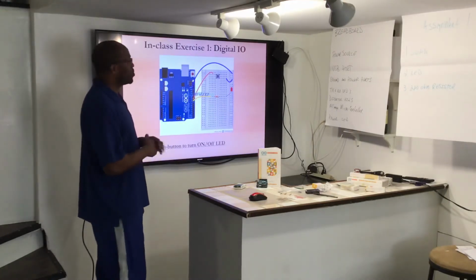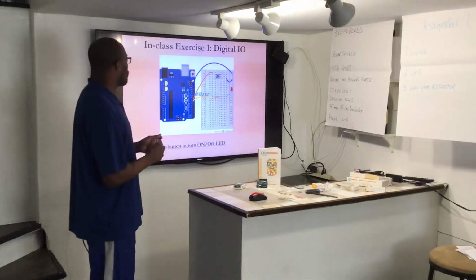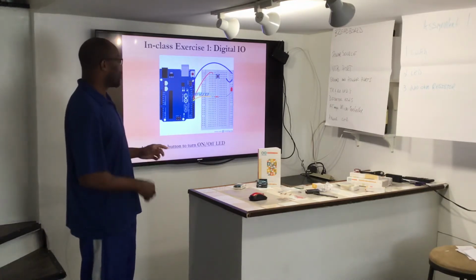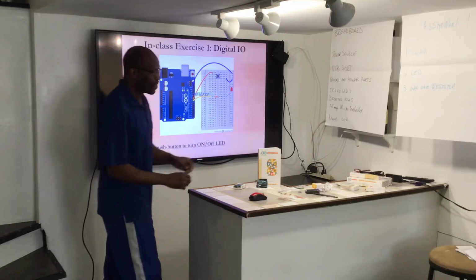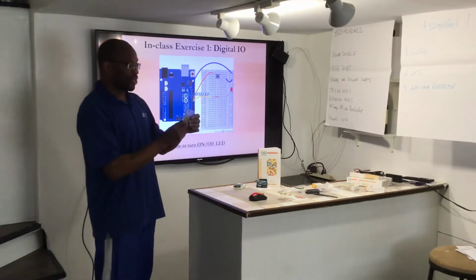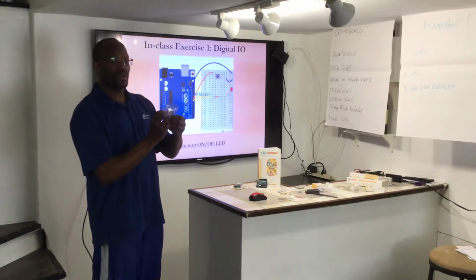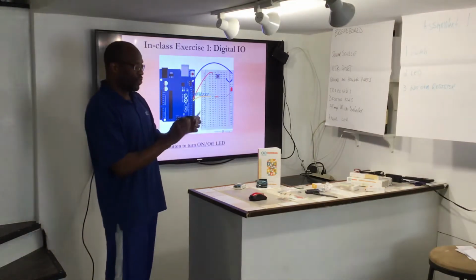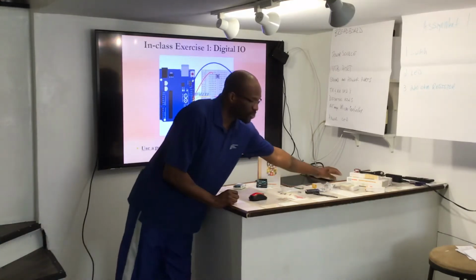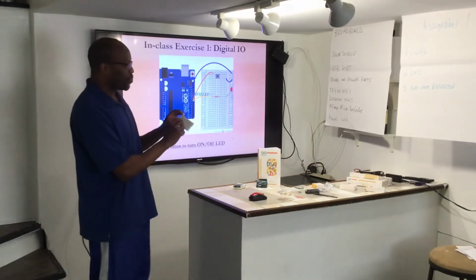So we are going to do an in-class exercise where you are going to program your Arduino to use a push button to turn an LED on and off. An LED is literally just a little bitty light bulb that is colored. In our packet, we have red, green, blue, and yellow LEDs, and we will attach those LEDs to the breadboard.